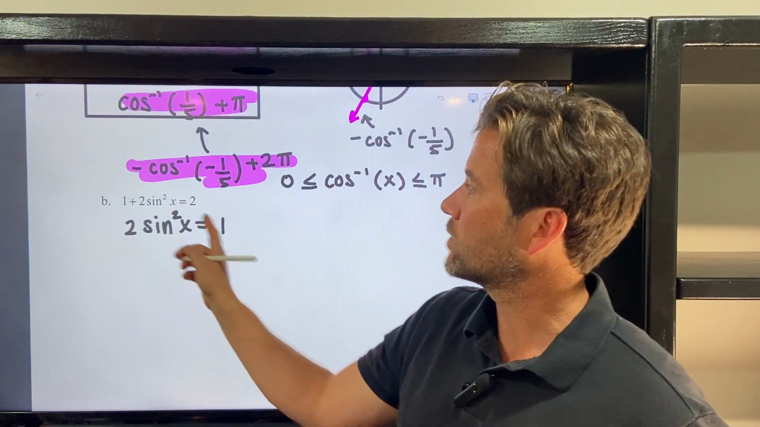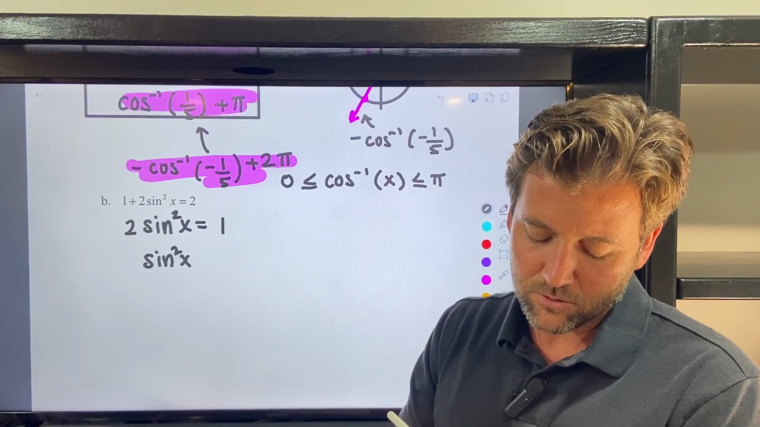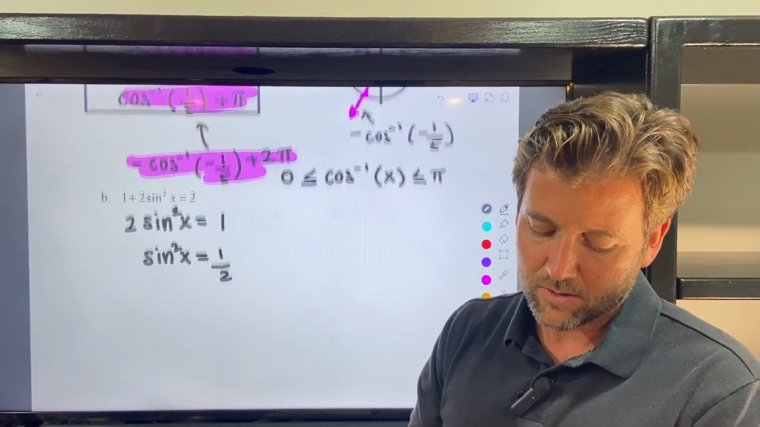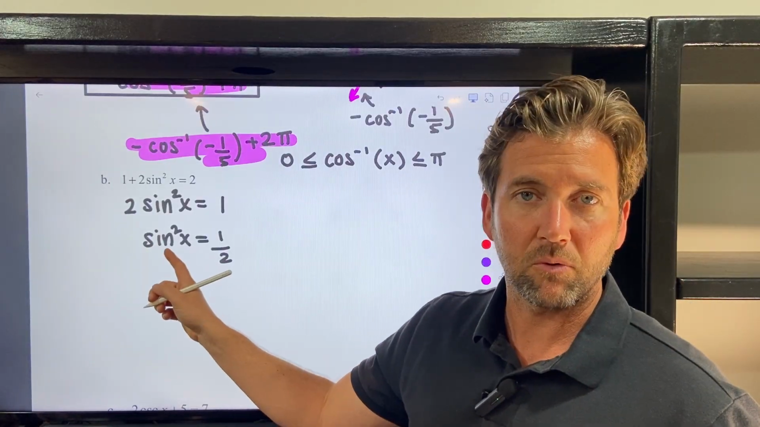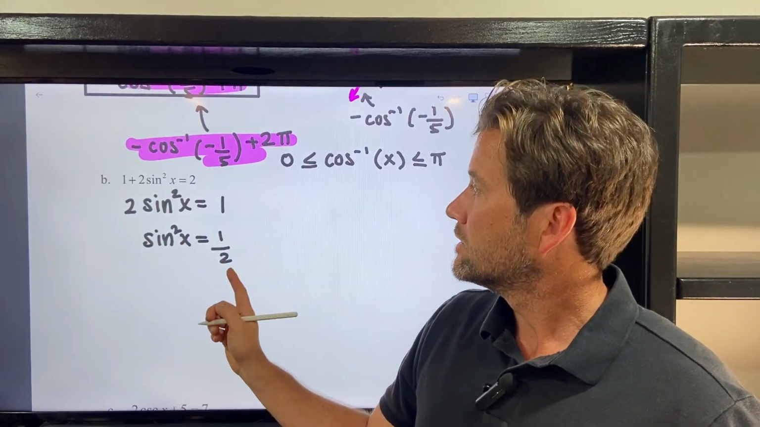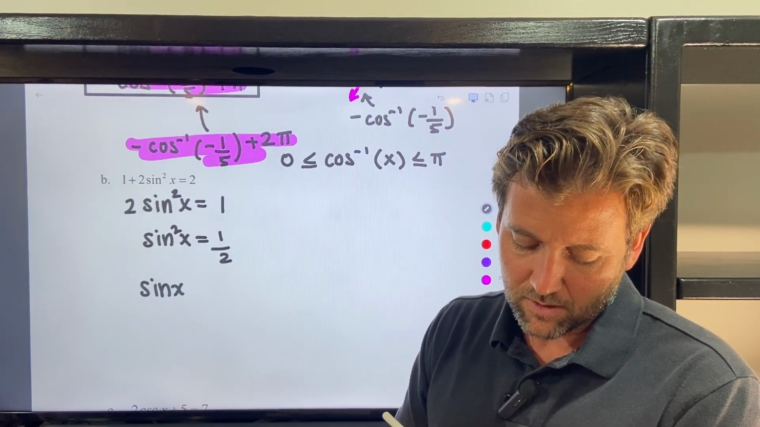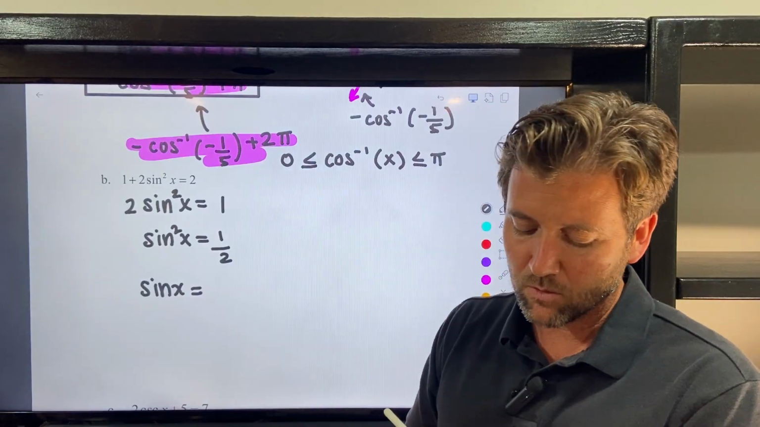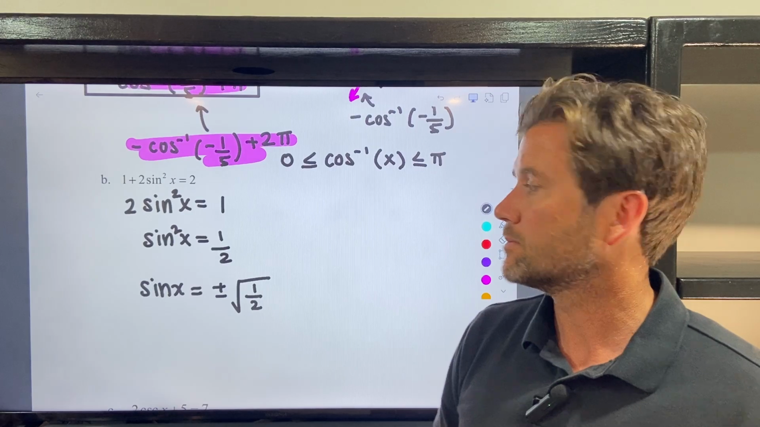So 2 minus 1 is 1. Then I divide both sides by 2. Now this is the same thing as sine of x in parentheses squared. So I'm going to take the square root of both sides. And that'll leave me with sine of x equals plus and minus the square root of 1 over 2.